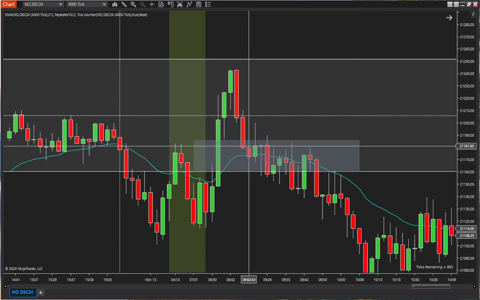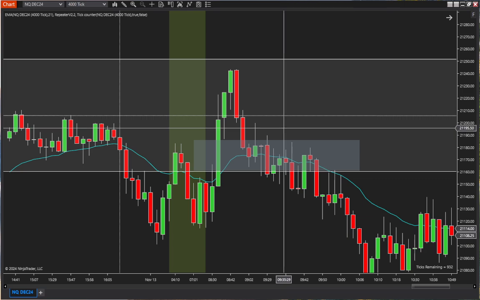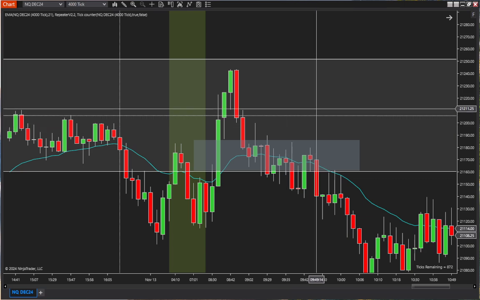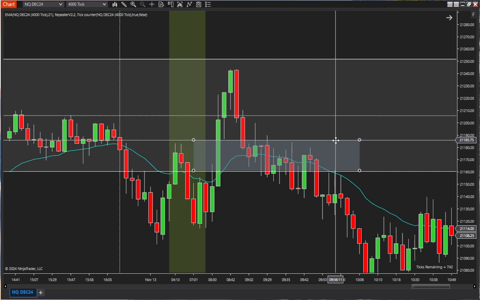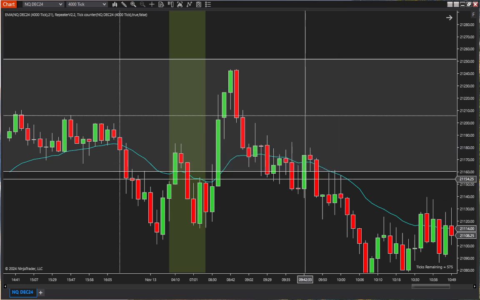Each candle is 4,000 ticks. 1, 2, 3, 4, 5, 6, 7, 8, 9, 10, 11, 12. 12 candles, with math, I don't know what that equals. 12 times 4,000. That's how many transactions came through in this area. So you know the breakdown or the breakout is going to be huge or strong. What did we do?